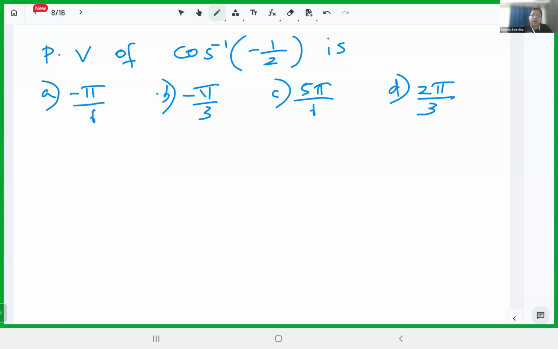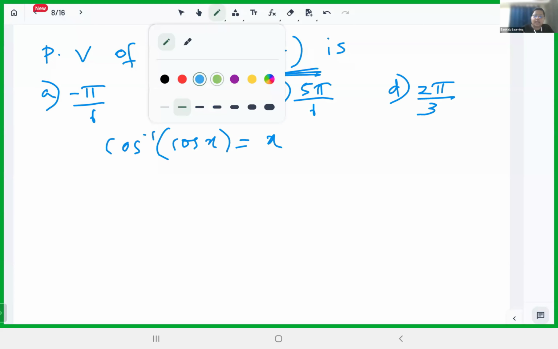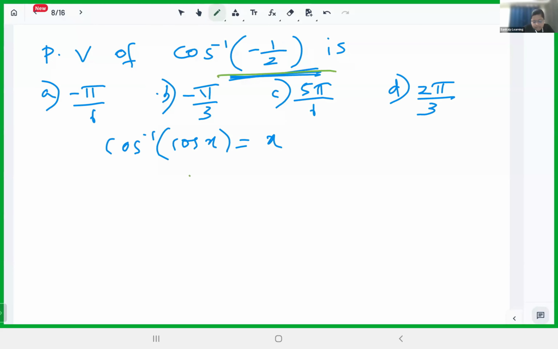Okay, so here also, in order to apply the property cos inverse of cos x is equal to x, we have to change the value inside the bracket in terms of cos x, isn't it? We have to apply cos inverse of cos x equal to x. So we have to change the value inside the bracket into the form of cos x. So that is, you have to get cos x is equal to 1 by 2. So which value of x will give you cos function as 1 by 2? Nothing but cos pi by 3. Cos 60 is 1 by 2. So cos pi by 3 is 1 by 2.